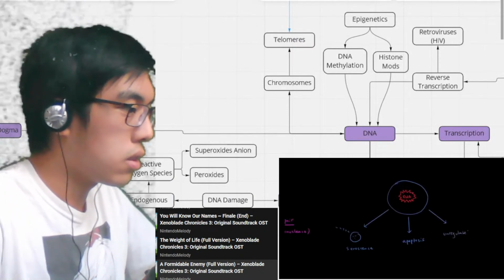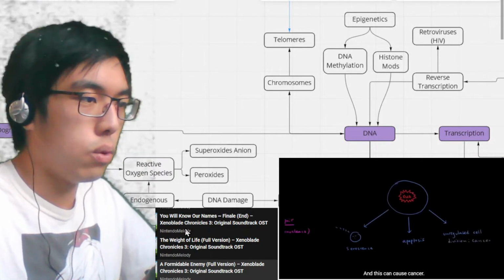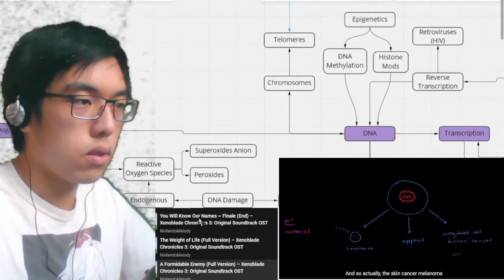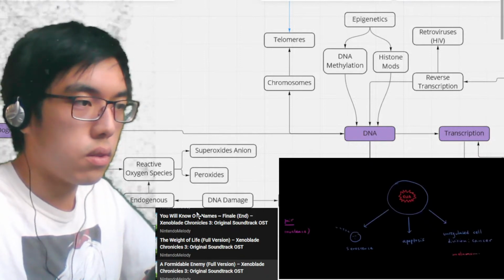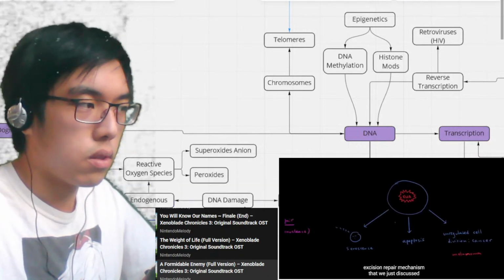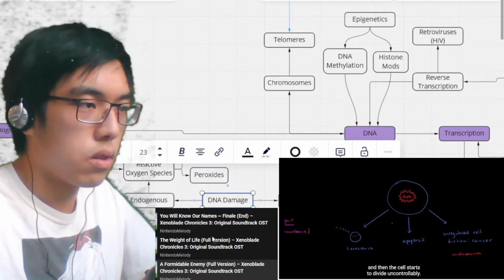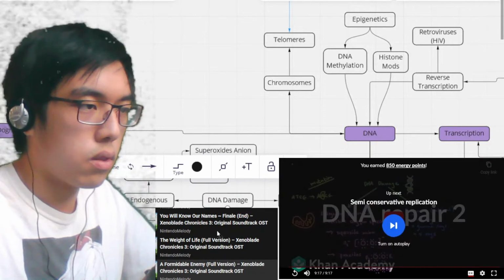Unregulated cell division, that's cancer. And so actually the skin cancer melanoma is an example of this. Melanoma happens when the nucleotide excision repair mechanism that we just discussed is not working properly. And so you have this accumulation of pyrimidine dimers that damages the DNA very much, and then the cell starts to divide uncontrollably.